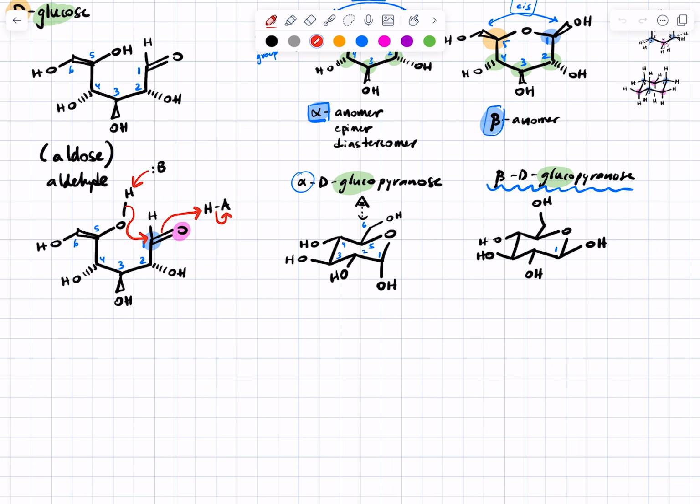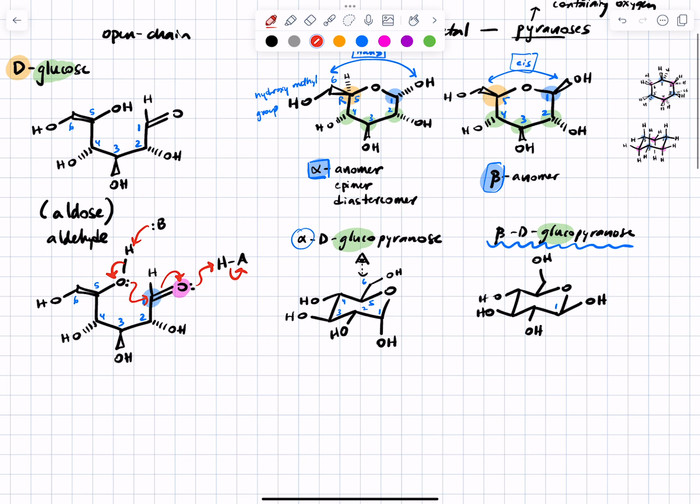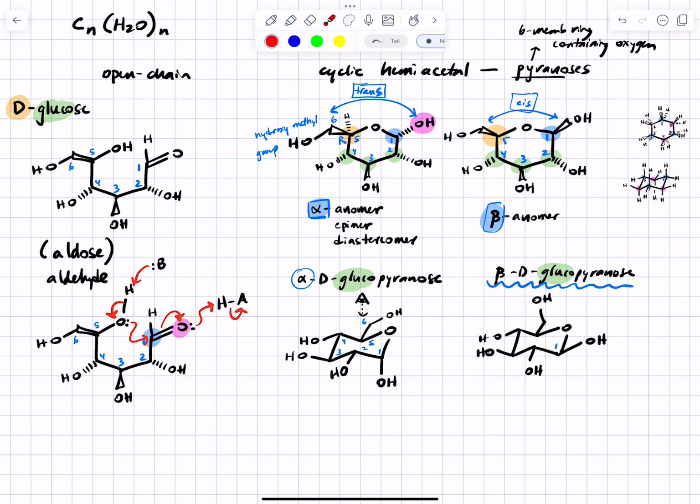If you don't like that, if you prefer the following alternative, that's okay too. You could show base removing the proton, electrons kicking down here onto the oxygen, lone pair attacking the pi star, breaking the pi bond, and the oxygen getting protonated by an acid. Either of those options is fine. The one I showed you first requires fewer arrows, so whatever you want to do there. That closes the ring and gives you this cyclic hemiacetal structure.